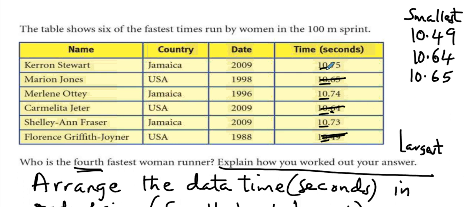Then we have those with 7, 10.75, 10.74. So 10.74 will come first, and 10.75 will come as the largest. Let me check. 1, 2, 3, 4, 5. 1, 2, 3, 4, 5, 6. One number was skipped. Oh, 10.73. We have 10.73.